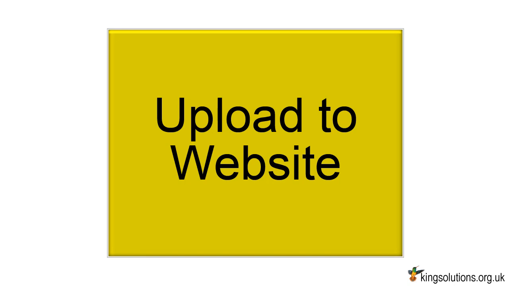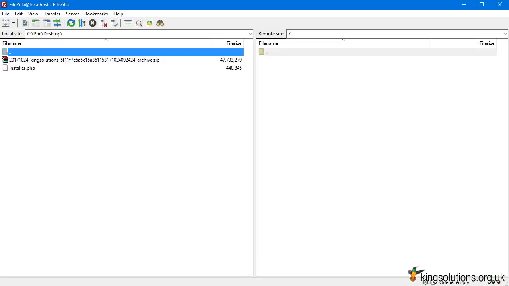Upload to website. Now we need to upload the files to the new website location, so we can recreate the website. This can be done with an FTP client such as FileZilla. In my case, I need to set the local site as my desktop. And, as I will be creating the new WordPress site in a folder on the remote site, I will need to create the folder and then copy the files from the desktop to the remote folder.